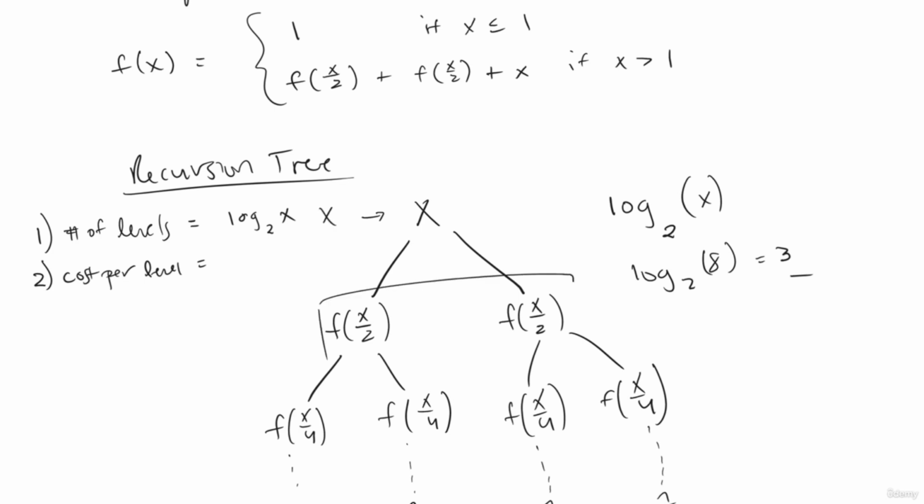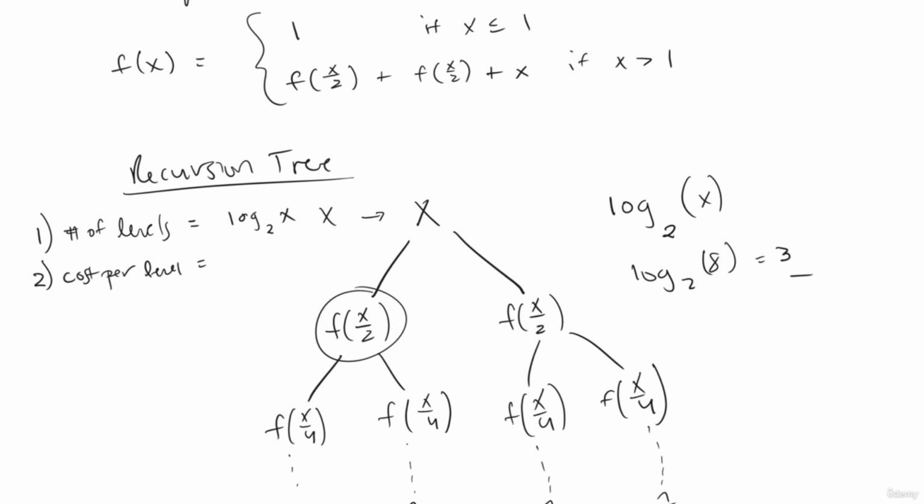And then if you look at this level right here, for any of these two nodes, like this node right here, what's going to be returned here is just going to be x over 2, because we passed x over 2 into here, and that's going to be added over here.